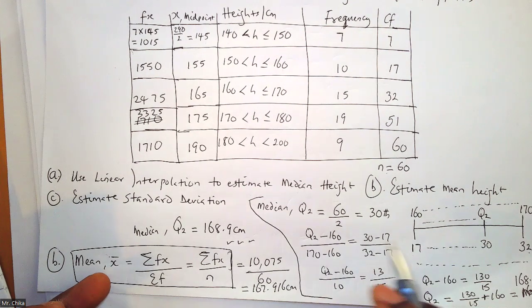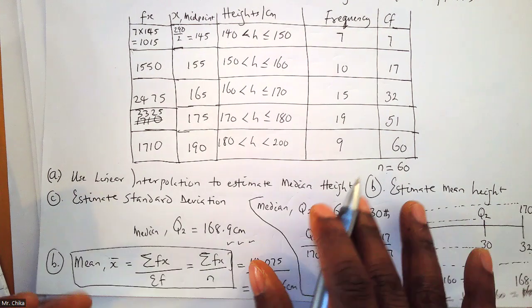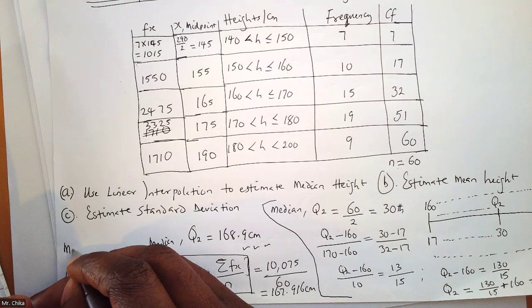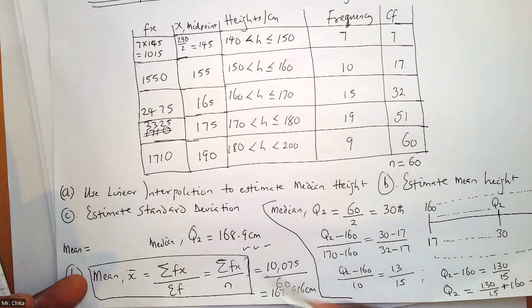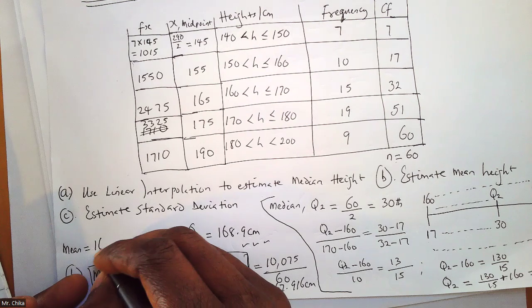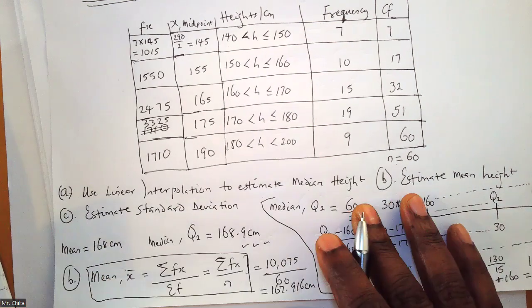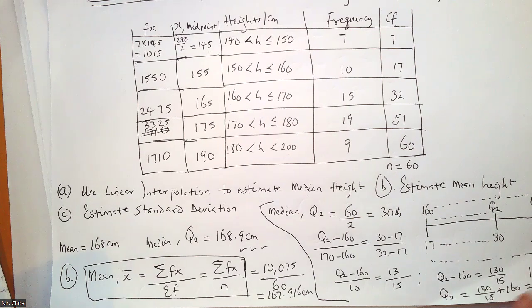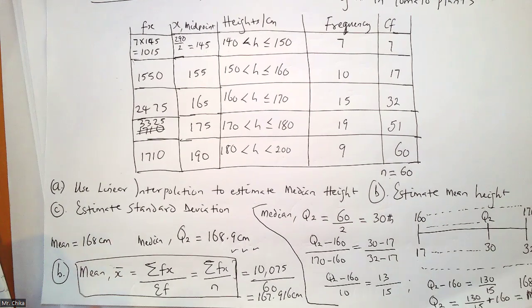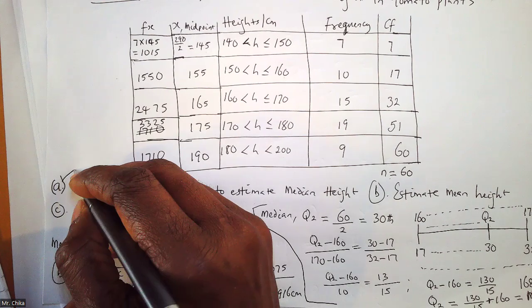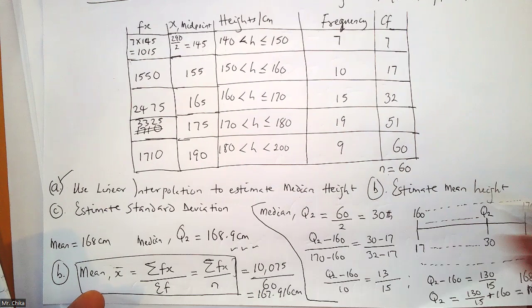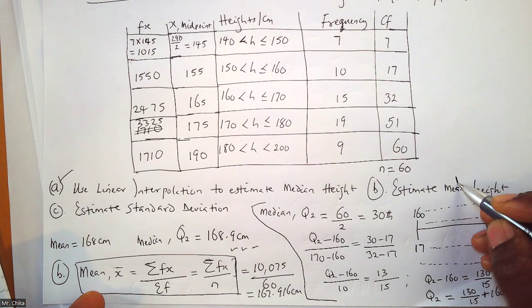So you can just round up, okay? You can just round up and say our median is that, then our mean height is equal to 168 cm approximately. Okay, it's all right to approximate. So we've done this. We found the mean height.